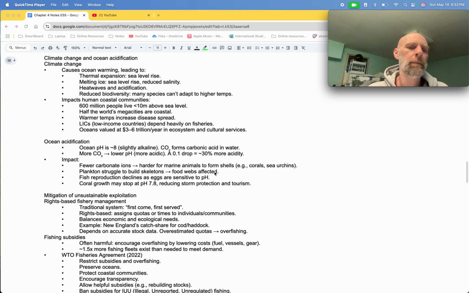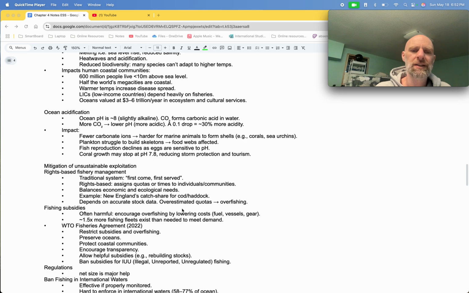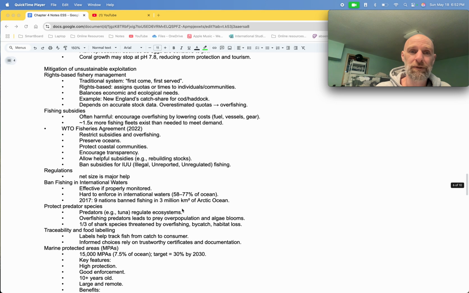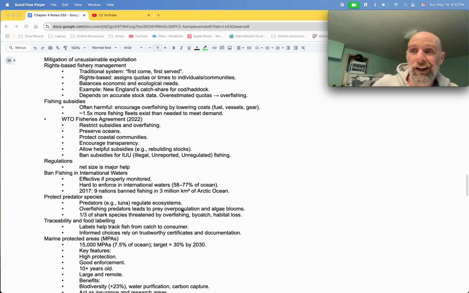So, mitigation of unsustainable exploitation: rights-based fishery management. The traditional system is first come, first served. Come get it, get it before your neighbor does. That is a problem because then it's like a bunch of fat people at a buffet. They just eat all the food and leave nothing but the crummy remains.